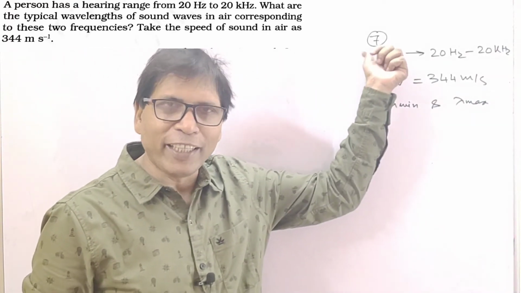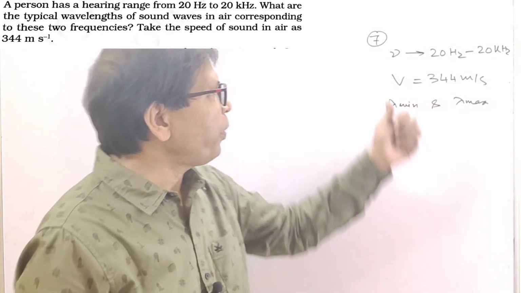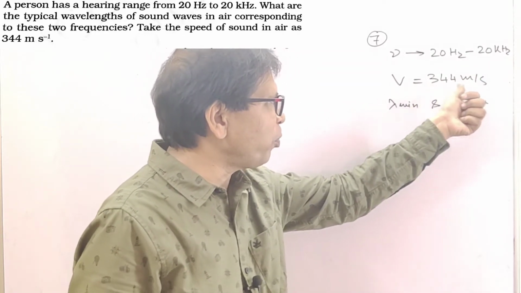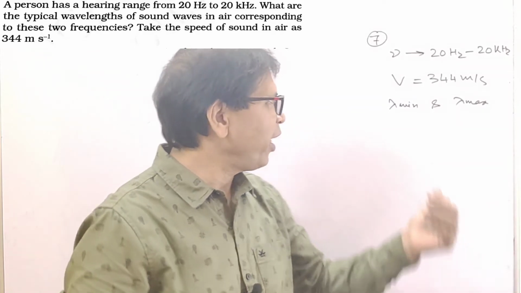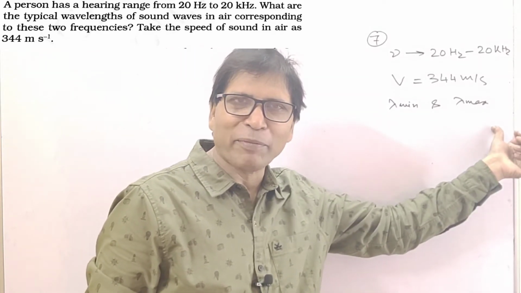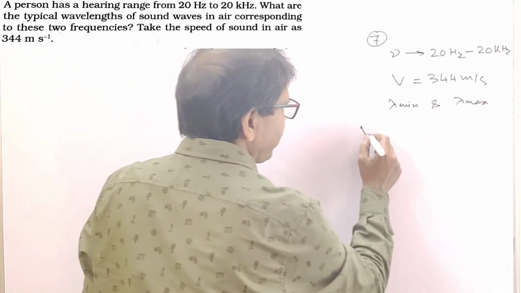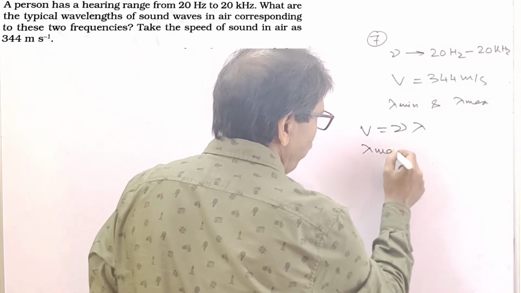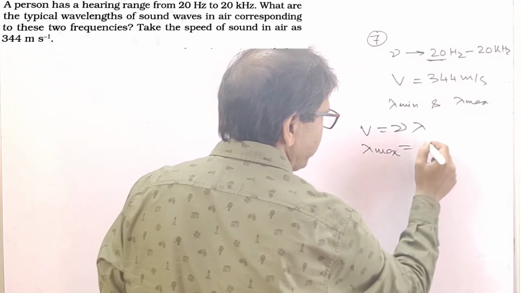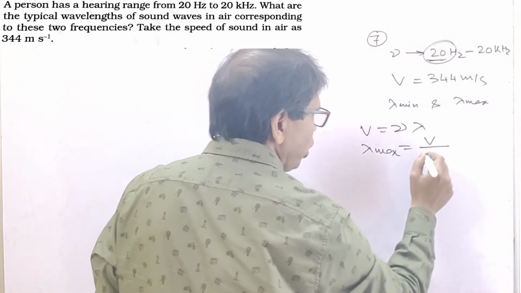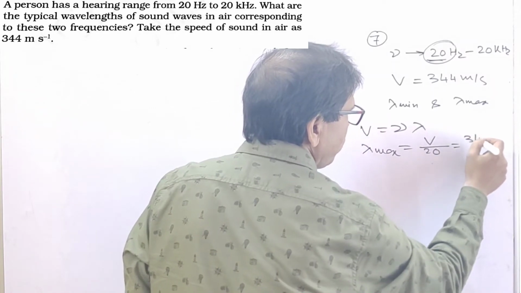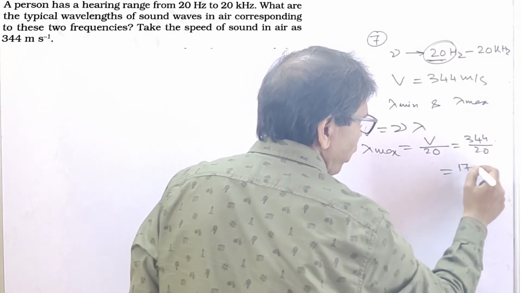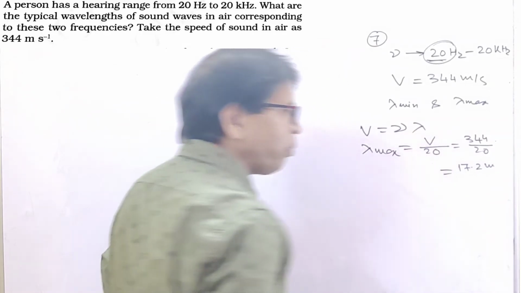Now look at numerical 7. The typical range of hearing sound is 20 Hz to 20 kHz. The velocity of sound wave is 344 meter per second. We have to calculate lambda minimum and lambda maximum. We know V equals nu lambda. So lambda becomes maximum when frequency is minimum. So lambda max is V by the minimum frequency, which is 20. Now V is 344 divided by 20. Therefore, 17.2 meter is the maximum wavelength.